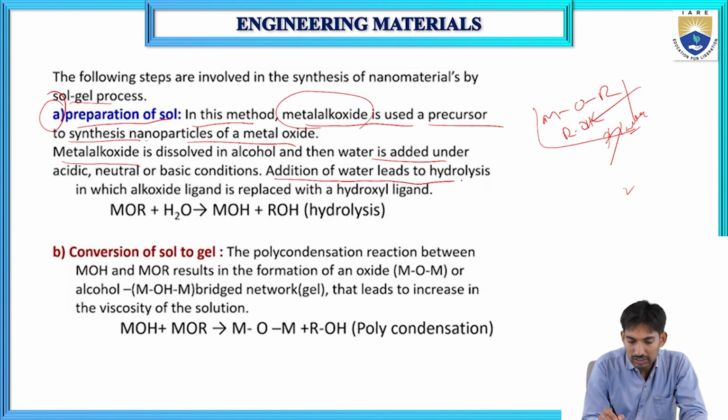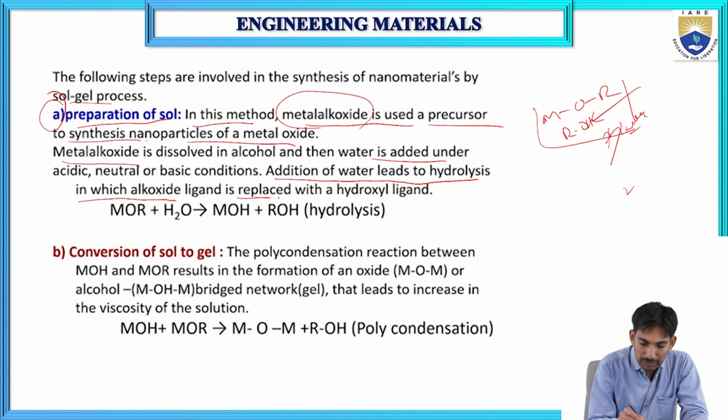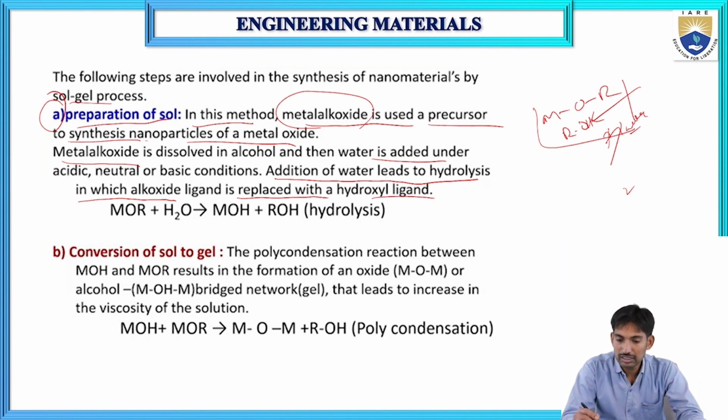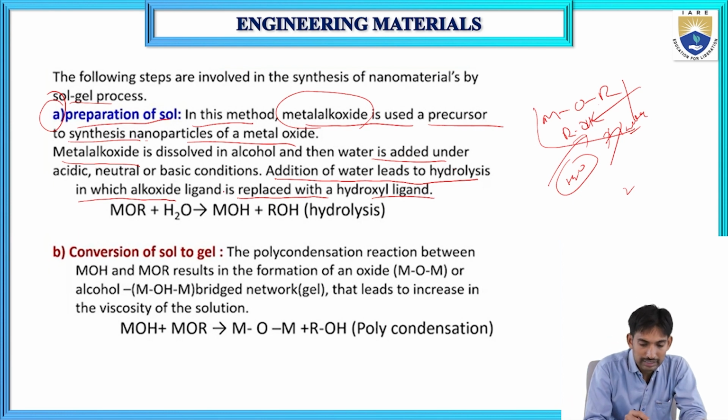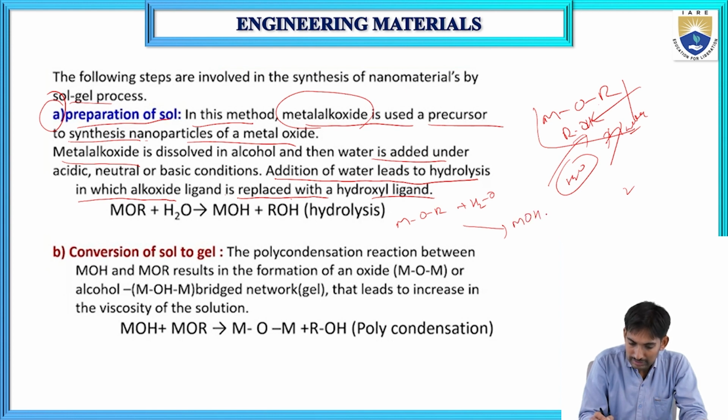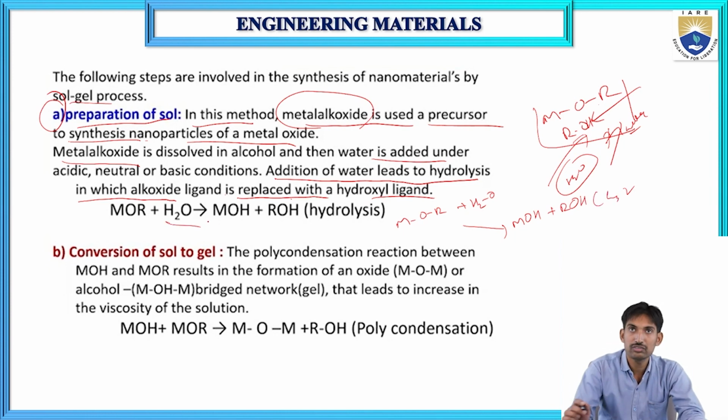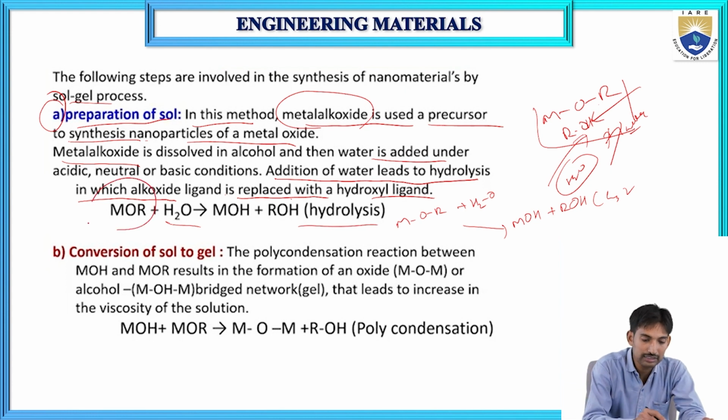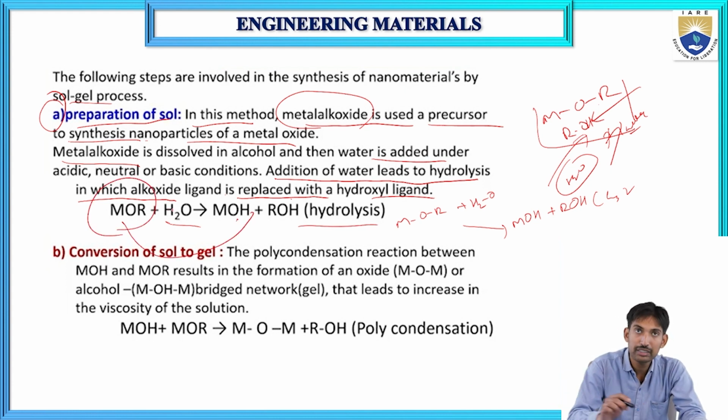The addition of water leads to hydrolysis, in which the alkoxide ligand is replaced with a hydroxide ligand. When we add water to the metal alkoxide, what happens? Metal alkoxide reacts with water, H2O, and forms metal hydroxide plus ROH, alcohol. This is called hydrolysis. The metal alkoxide is converted into metal hydroxide and alcohol.